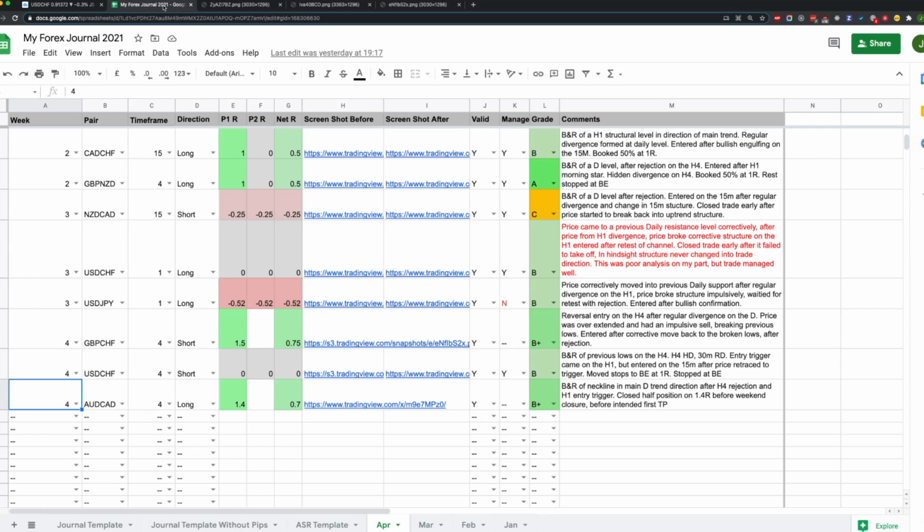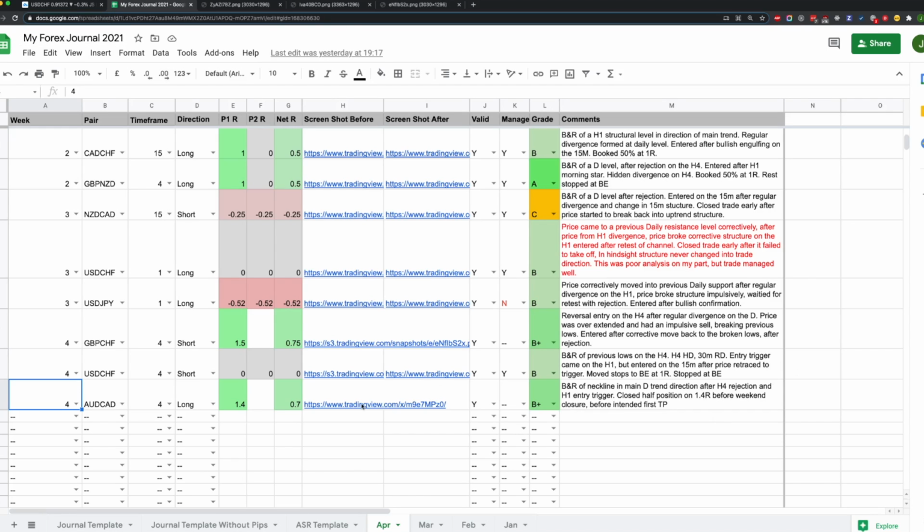Similar sort of setup. It's a break and retest of the neckline on the daily, in the main trend direction of the daily. It was after a 4-hour rejection, and the entry trigger came on the 1-hour time frame. I closed half the position at 1.4 hour before the weekend closure, and it was also before my intended TP.